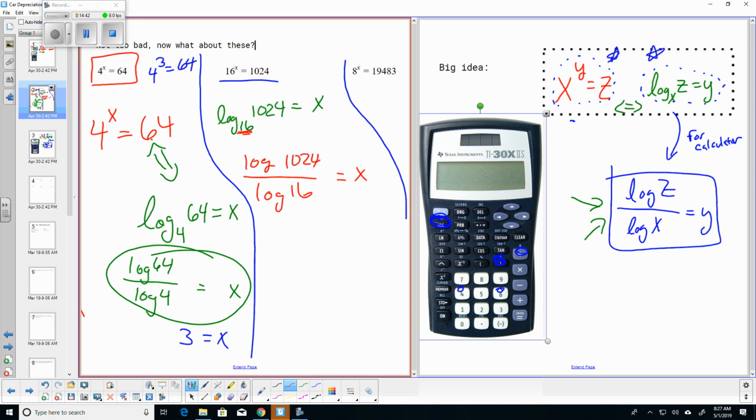So you can check your work. 16 raised to the 2.5, is that really going to be it? Well, I can try that. 16 raised to the 2.5. Yep, works perfectly. So we're set to go. That's it. It's easy as that, right? That's not too bad, right?